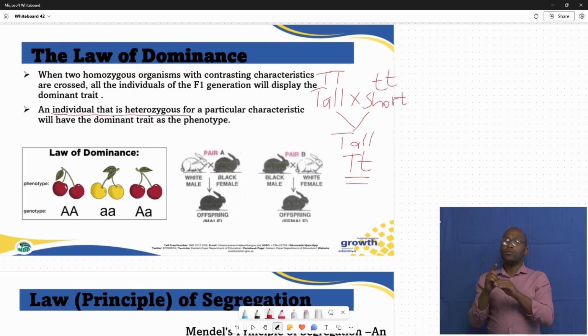And this heterozygous individual, in the phenotype, is displaying the trait of the dominant one. So it means that in an exam, when they ask about the law of dominance, you can either write the first part, that when two homozygous organisms with contrasting traits are crossed, all the individuals of the F1 generation will display the dominant trait. Or you can write the second part that says an individual that is heterozygous for a particular characteristic will have the dominant trait as the phenotype, because they mean the same thing.